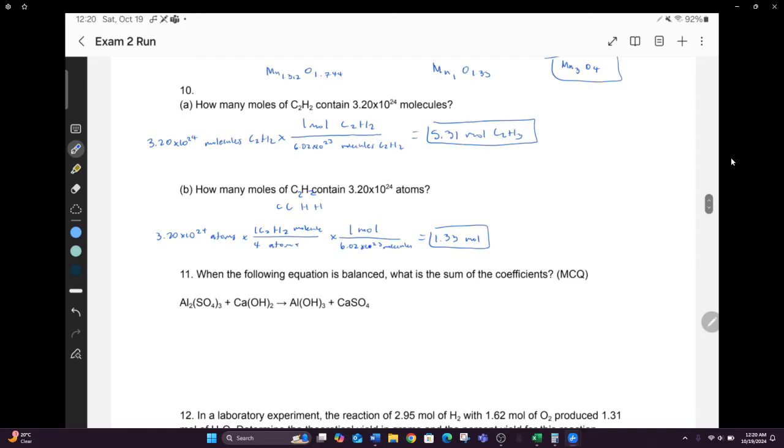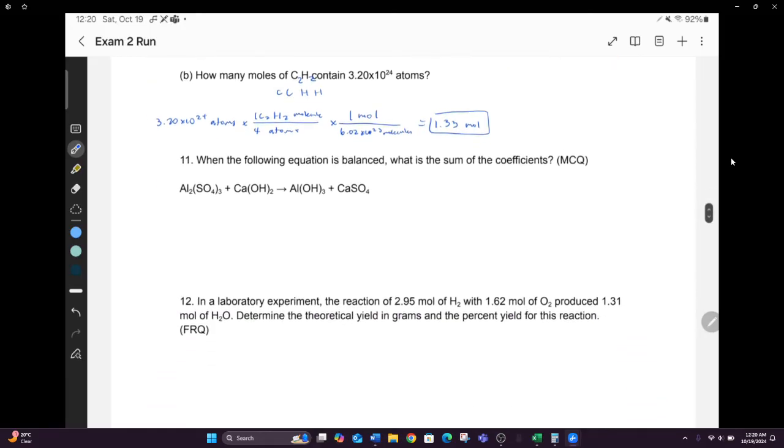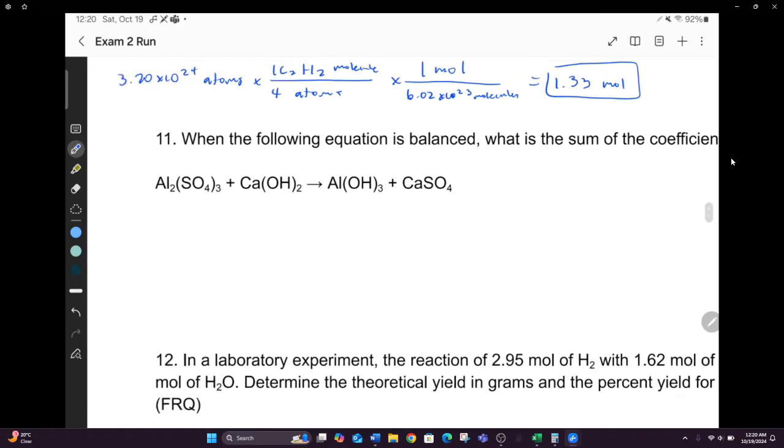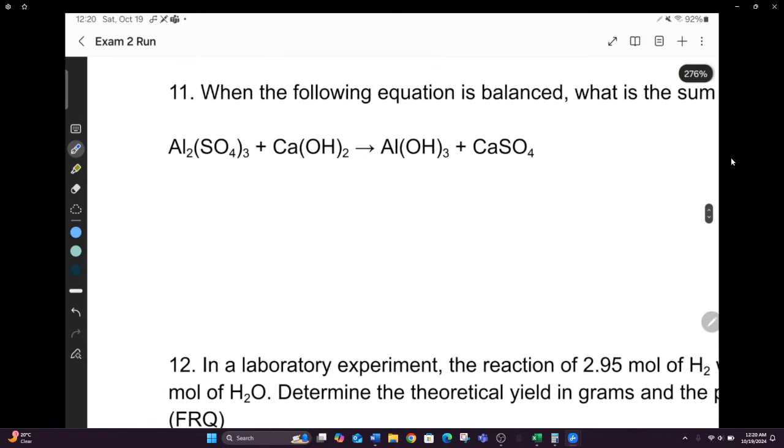Cool. We're almost halfway there. When the following equation is balanced, what is the sum of the coefficients? There is a way to balance equations, which I will go to at the end. However, this one is pretty simple, so I'm going to show you all how I would do this if it looks pretty easy to solve. I would say that we have 2 Als here, and we only have 1 Al here. So I'm just going to say, what if we just give the other one 2?